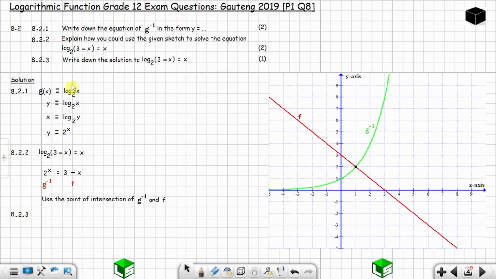8.2.3, the question is: write down the solution to this equation. When you rewrote this equation, you found out that it is actually the graph of the inverse of g and the graph of f. So the solution will be x is equal to 1. That's how you can answer this question. You can see the two graphs are intersecting at that point, and at that point x is equal to 1.